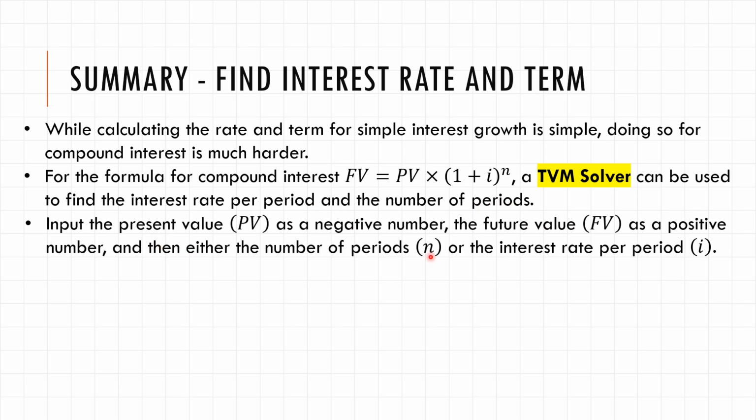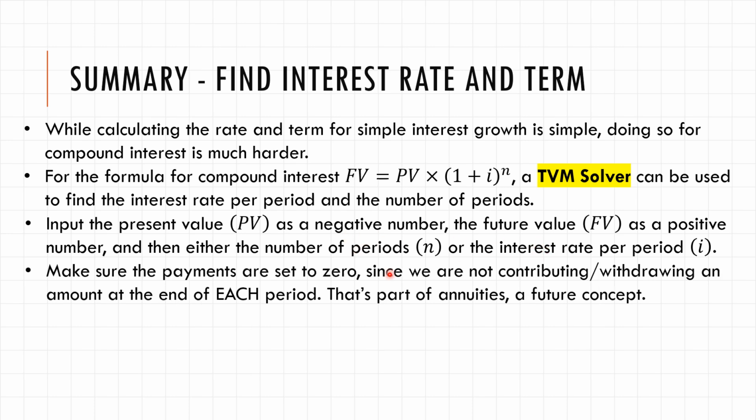You just input all of your values, but if you notice, you have to input the present value as a negative number. I'm not really sure why that is. The future value you input as a positive number, and then to calculate either the number of periods or the interest rate per period, you have to enter the other one. Make sure that the payments are set to 0. We're going to learn a little bit more about payments in the future, but we are not making any contributions or withdrawals at the end of each period. To do so would be to create something called an annuity. And we're not going to worry about that for now.